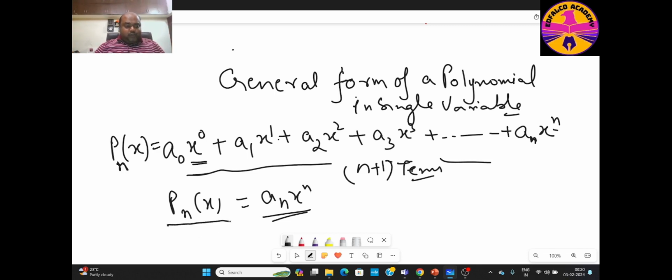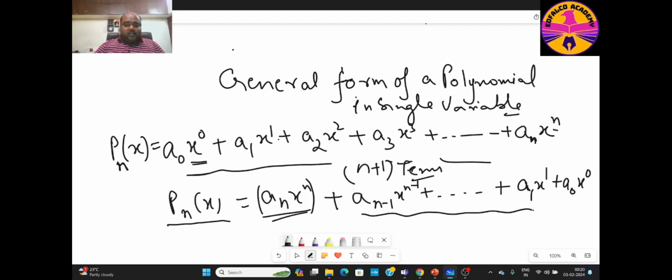So if the degree of the polynomial is n, this term must be there, plus all other terms like, as we saw, an minus 1 x to the power n minus 1 plus dot dot dot till a1 x to the power 1 plus a0 x to the power 0. All these are not mandatory to be present. They may be present, they may not be present, depending upon their coefficient. If their coefficient is 0, that term will vanish, right? Otherwise, they will be present. So that's the general form of the polynomial in a single variable.